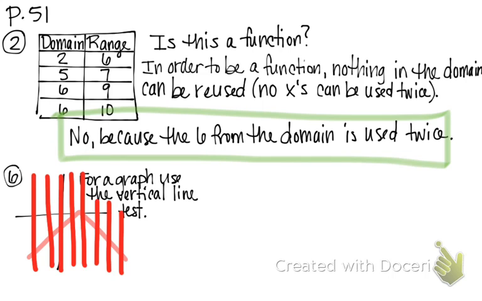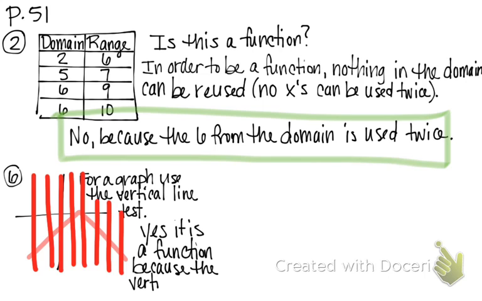I'm going to show you one that's not, and that'll help it make a little more sense. So this one is a function, because the vertical lines cross once. If you look at number 10, no, not number 10. Yeah, number 10. No, number 8.